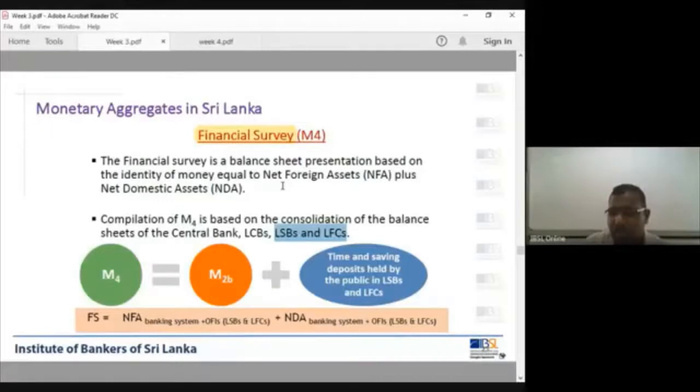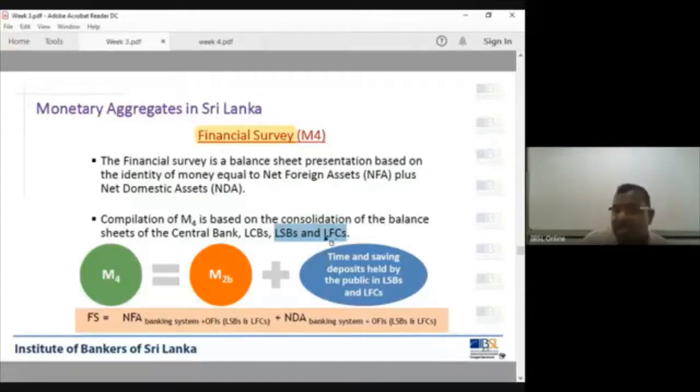Can you give me an example for a specialized bank? NSB. Exactly. State Mortgage Bank, Sanasa Bank, all these are specialized banks. Do they have current accounts? They don't have current accounts. They only have time and savings deposits, right?